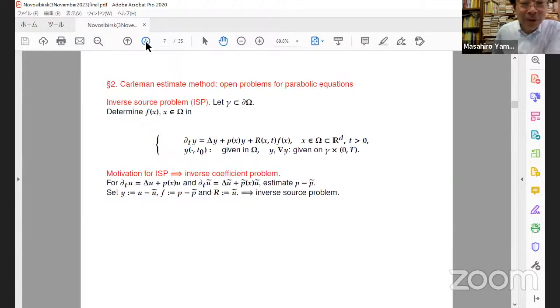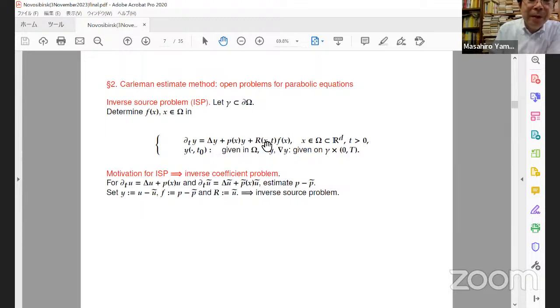Now I would like to quickly show the open problems for the single measurement. The open problems mainly concern the inverse parabolic problem. Once again, I will state the inverse source problem, ISP for short. Small gamma is a sub-boundary. We would like to determine f of x in this system. This is a linear parabolic equation, very simple, with a non-homogeneous term. Our data are as follows: I already mentioned that at the moment T0 we are given spatial data, and on the lateral sub-boundary we are given Cauchy data. For the moment, this is our main formulation of the inverse problem.